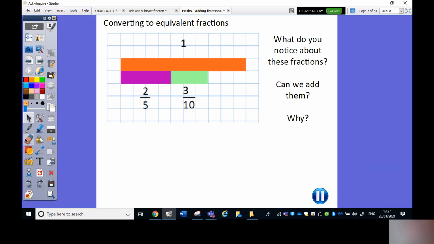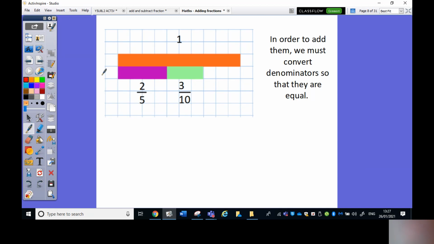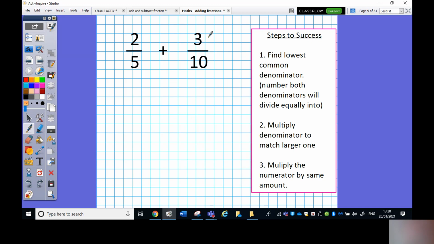Exactly, yes. The denominators are different. If the denominators are different, then we cannot simply add them. We will need to convert them. So I'm going to write the 2 fractions here, 2/5 and 3/10. We're going to convert them so that we can add them.